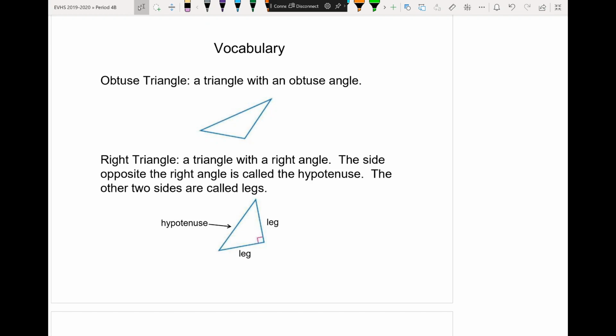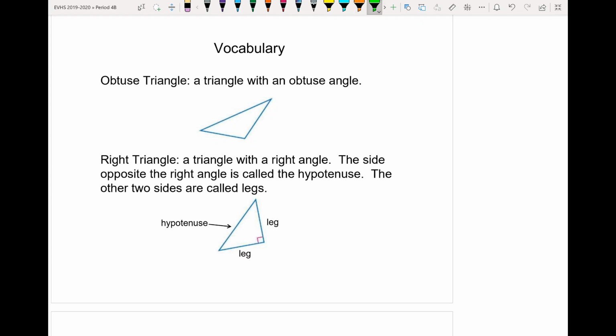Okay. All right, we've also got obtuse triangles. An obtuse triangle is a triangle with one obtuse angle. In this case, it's that one. The obtuse angle. A right triangle is a triangle with a right angle. This is like mind-blowing stuff, I know. Okay. The side opposite the right angle is called the hypotenuse.